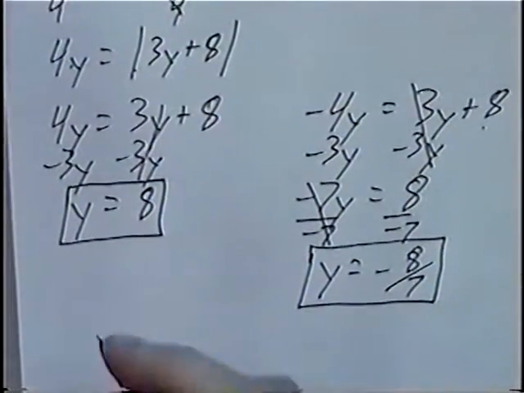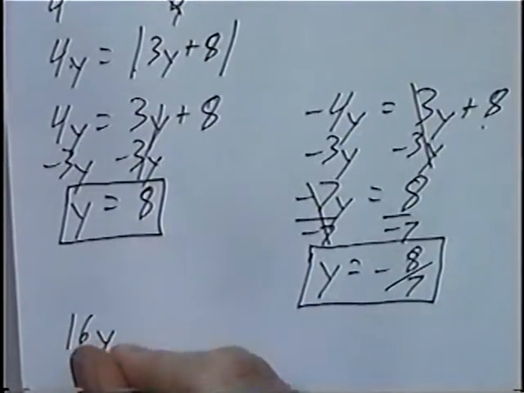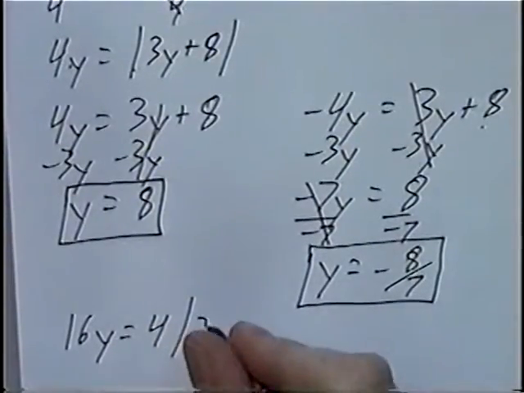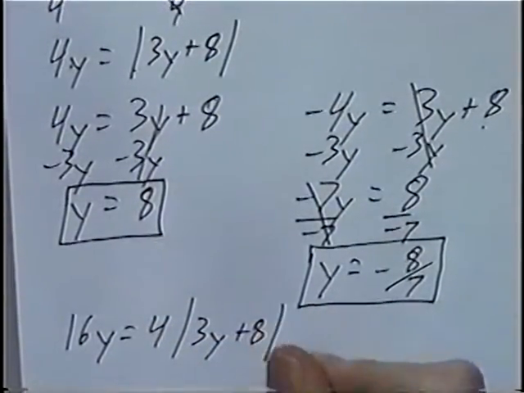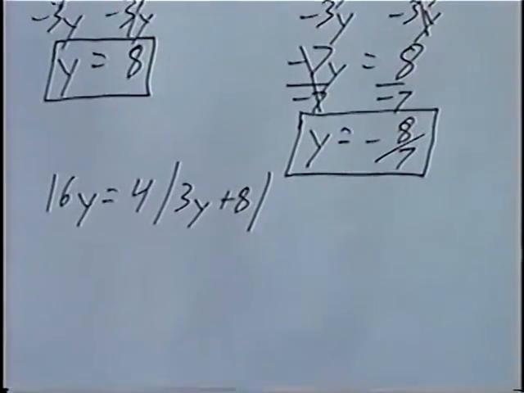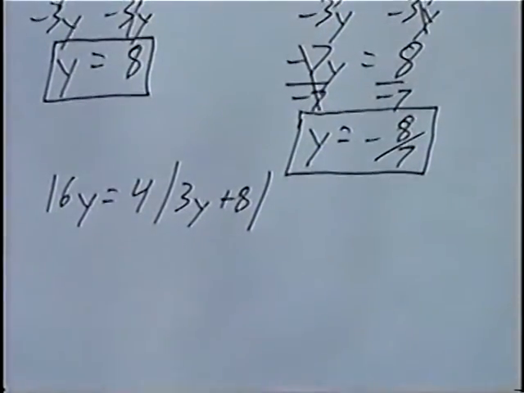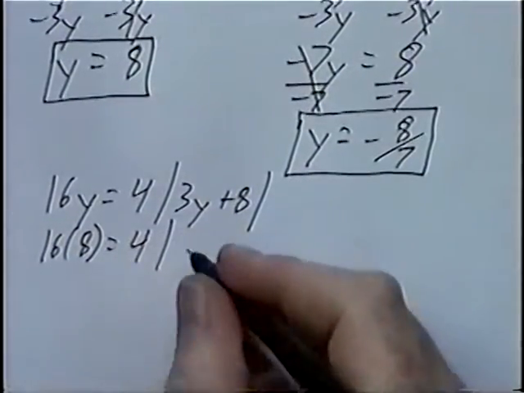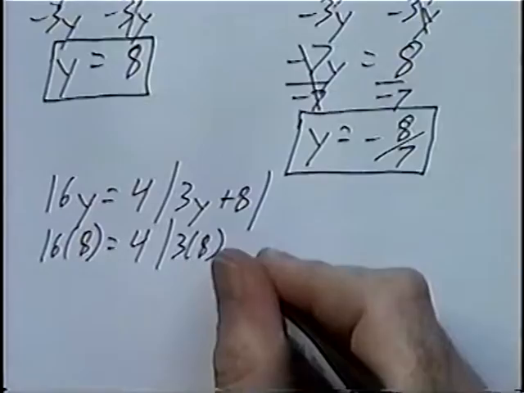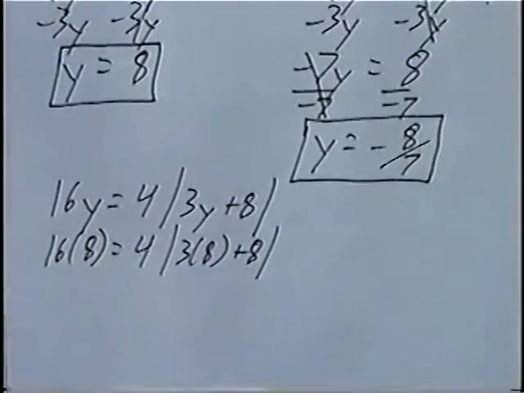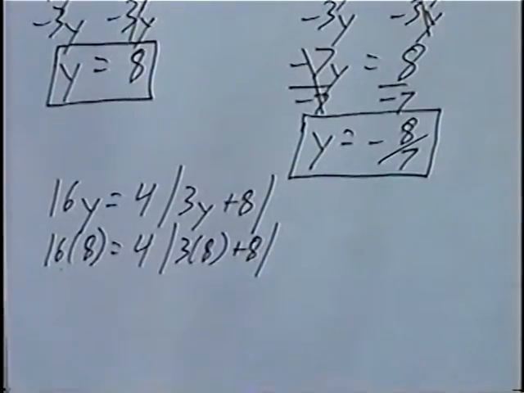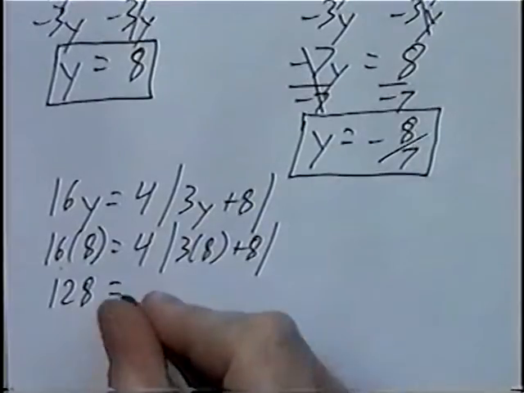To check which one, I'll rewrite the original equation. 16y equals 4 absolute value of 3y plus 8. Our two possible answers, y equals 8 and y equals negative 8 over 7. We'll plug in the 8 first. 16 times 8. And for 3y, which would be 3 times 8 plus 8. 16 times 8, if you multiply that out, it comes out to 128.